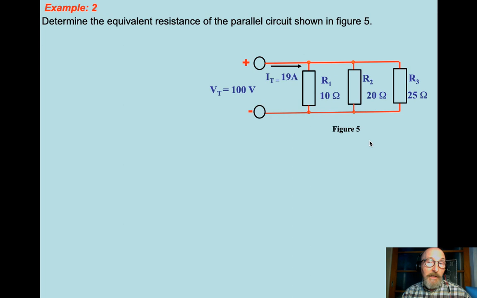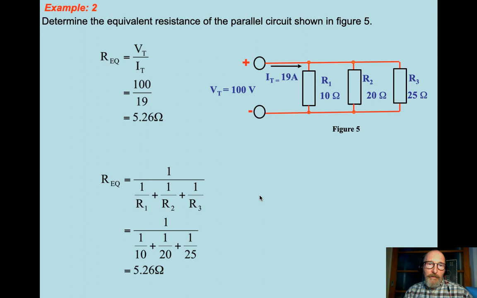Or we can work out the resistance based on the voltage and the current, because in this case, I do have a total current. So Req, working with the total current, will be 100 volts divided by 19 amps to give 5.26 ohms.